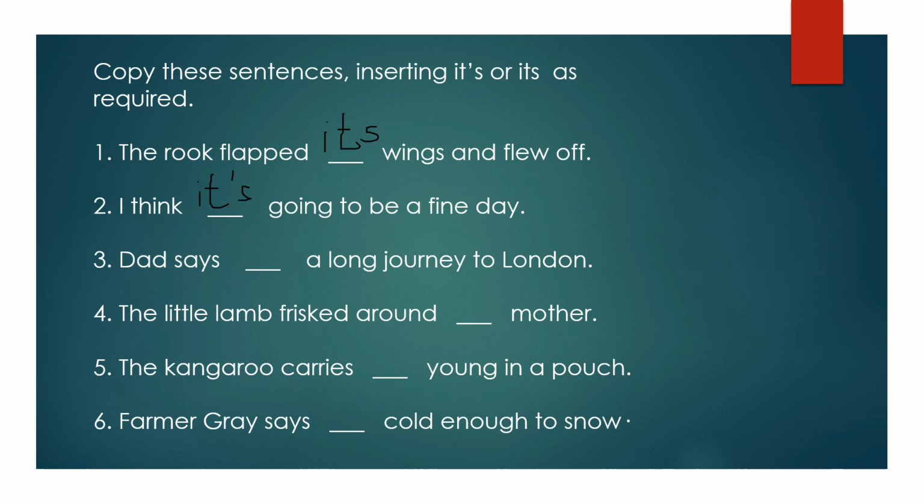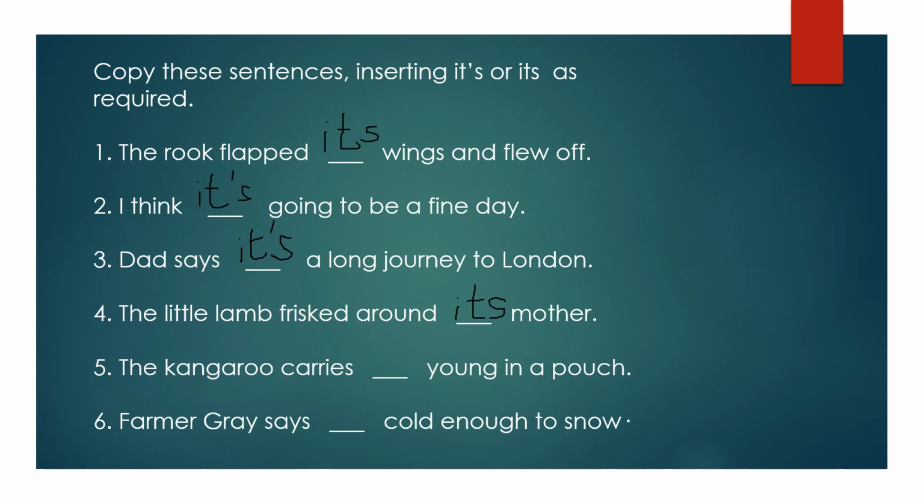3. Dad says it's a long journey to London. Which word will we use? Dad says IT apostrophe S, a contracted word. It's a long journey to London. 4. The little lamb frisked around its mother, showing possession, so ITS, its mother.